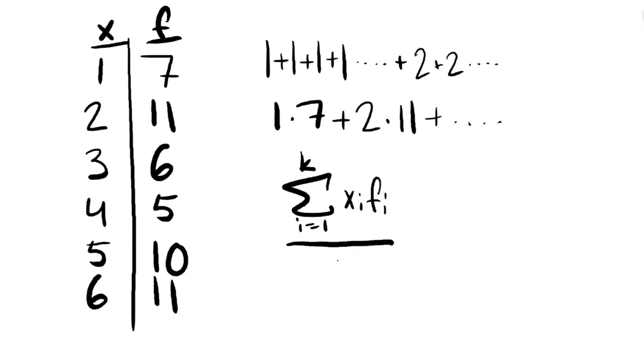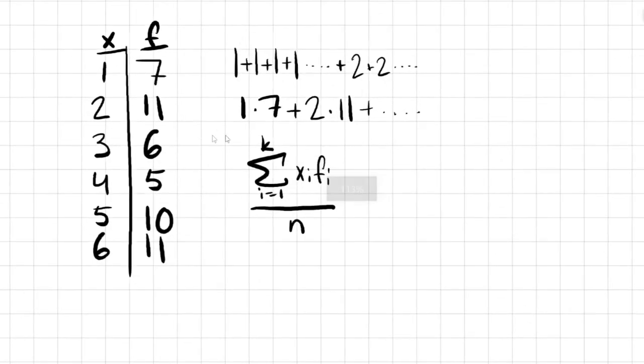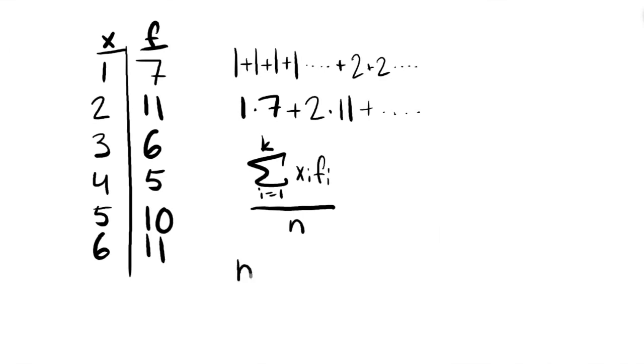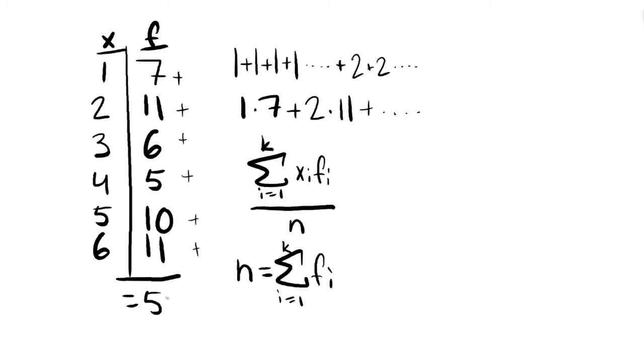And then we will divide that by n. But now, what is n in this scenario? Well, in this scenario, n will be equal to the sum from i equals 1 to k for fi. So we just sum all the f's together. And if we do sum these, so 7 plus 11 plus 6 and so on, we will get 50 in this scenario.